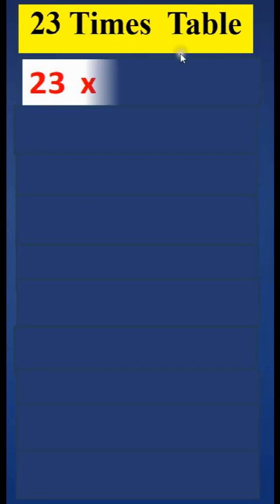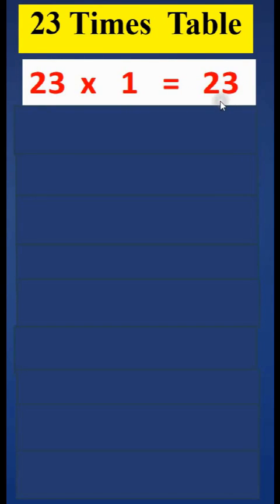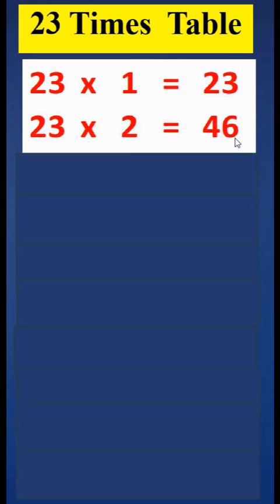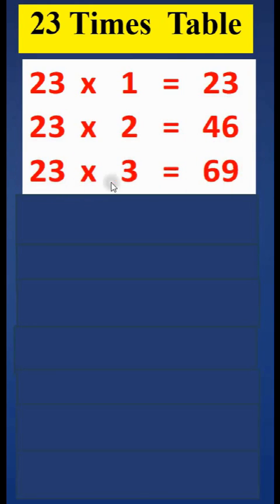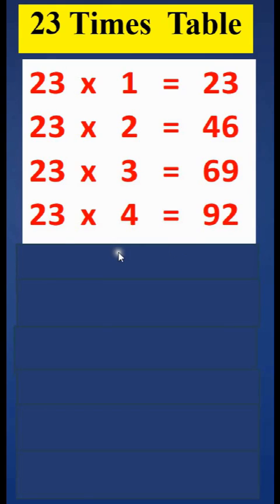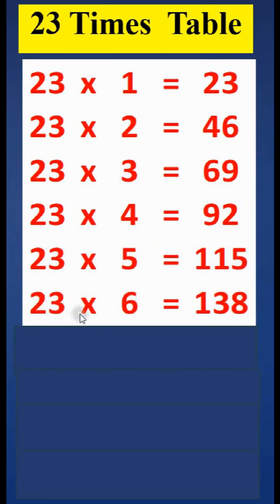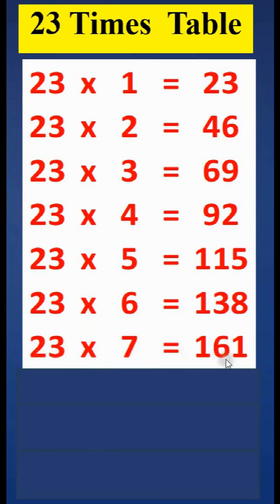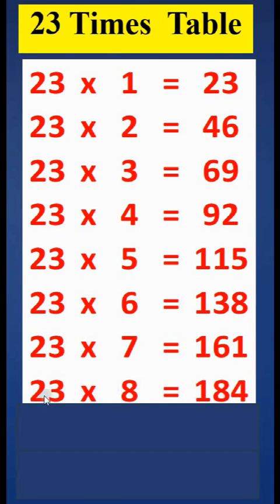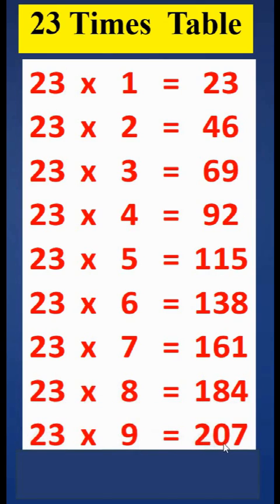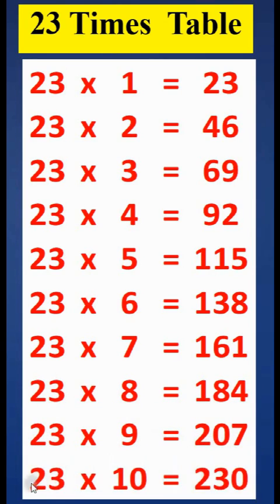23 times table. 23 times 1 is 23. 23 times 2 is 46. 23 times 3 is 69. 23 times 4 is 92. 23 times 5 is 115. 23 times 6 is 138. 23 times 7 is 161. 23 times 8 is 184. 23 times 9 is 207. 23 times 10 is 230.